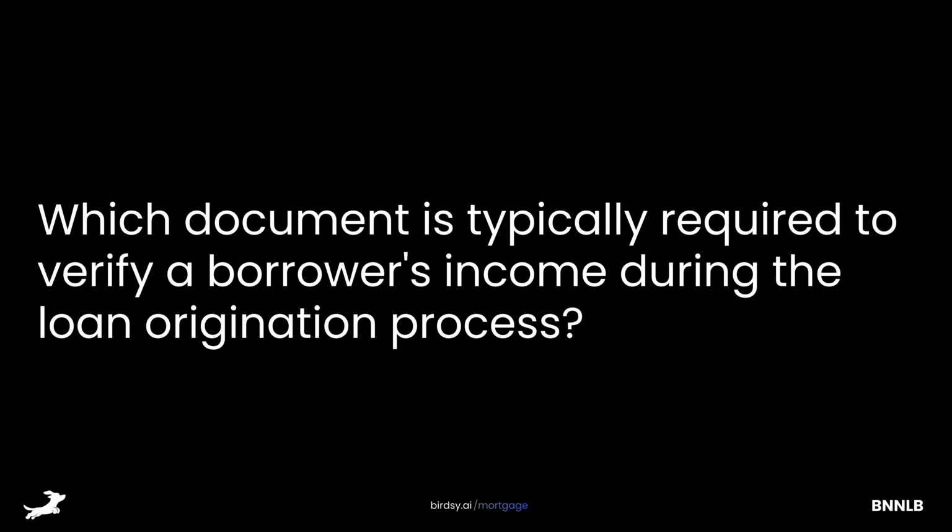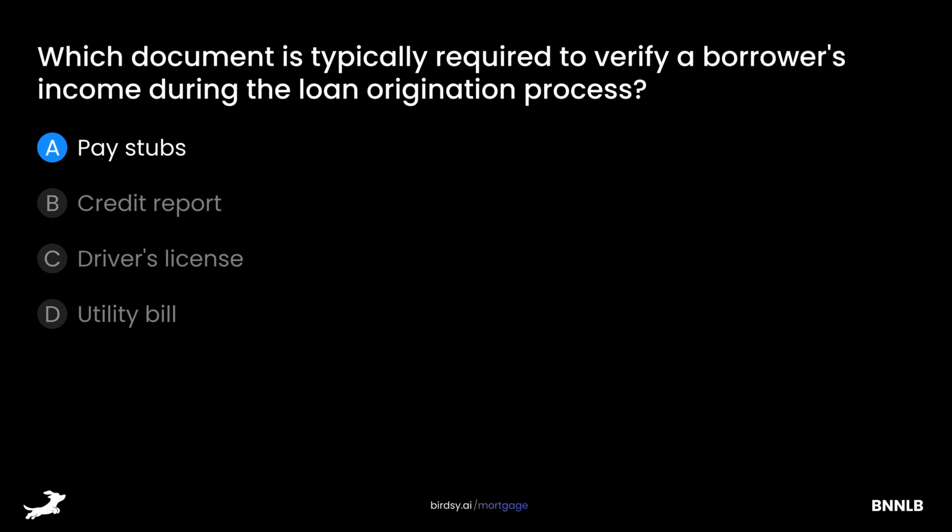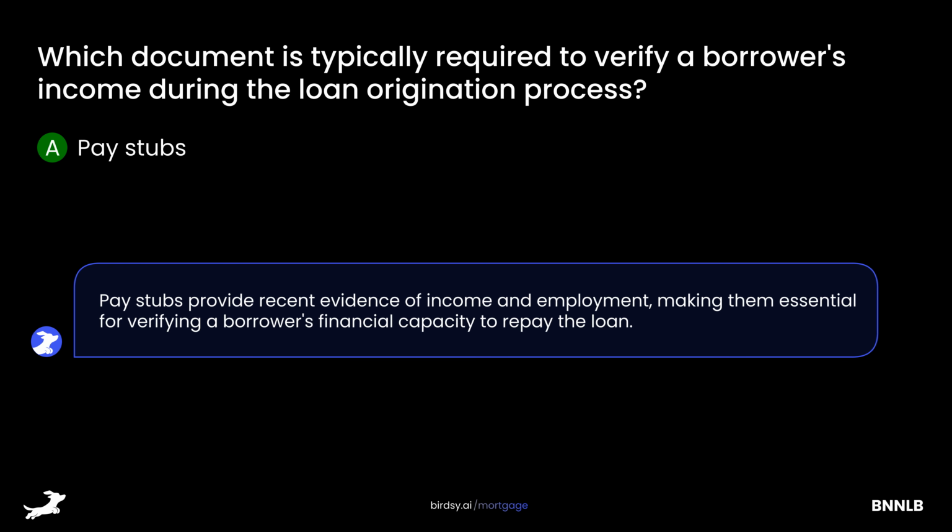Which document is typically required to verify a borrower's income during the loan origination process? Is it A. Pay stubs, B. Credit report, C. Driver's license, or D. Utility bill? The answer is A. Pay stubs provide recent evidence of income and employment, making them essential for verifying a borrower's financial capacity to repay the loan.